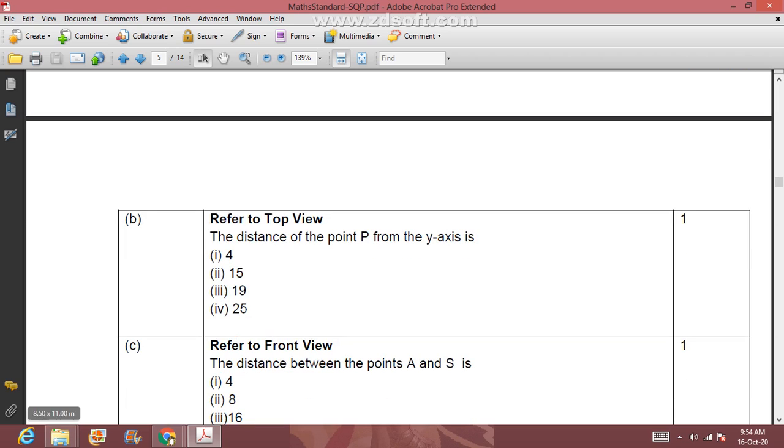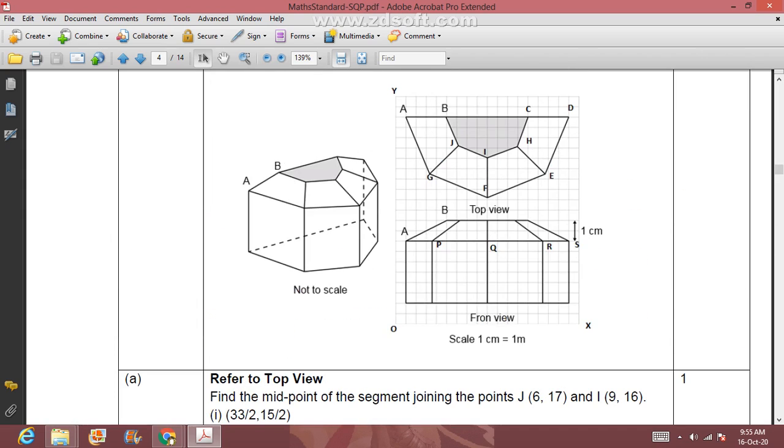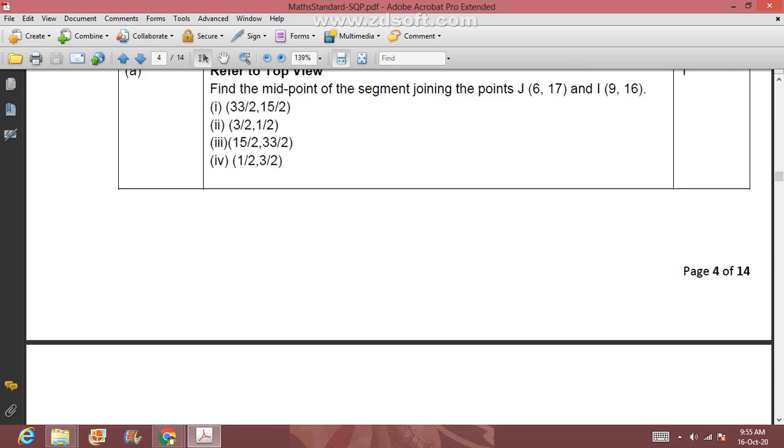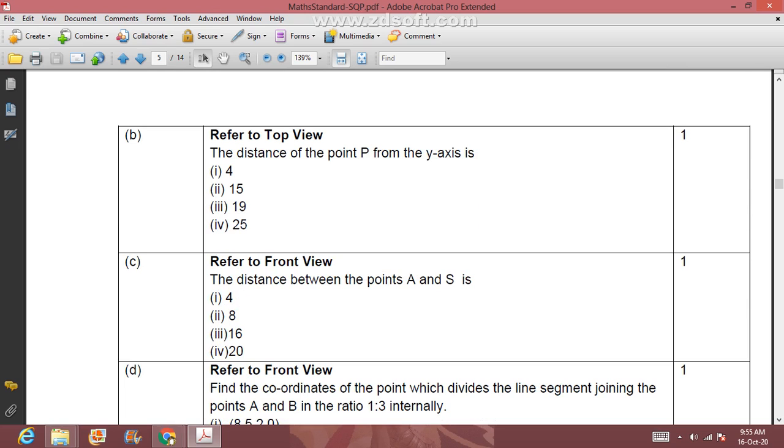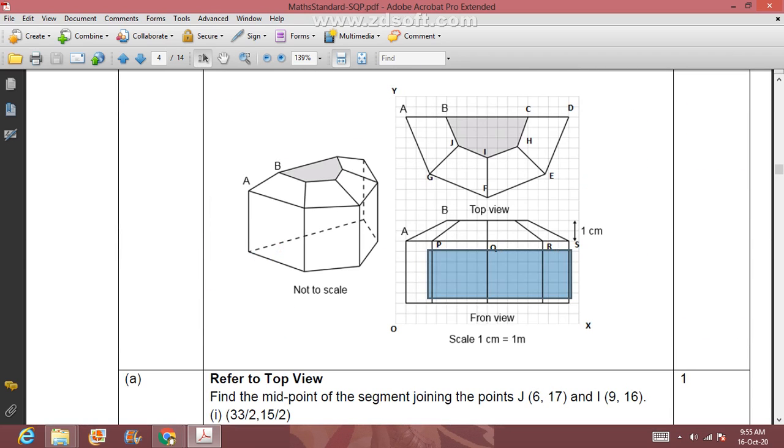Okay. Now question C says refer to the front view. Where is the front view? This is the front view. You have to refer to the front view. And for that, find the distance between the points A and S. Where is the point A? Here is the point A, and here is the point S. You have to find out the distance between them, AS.